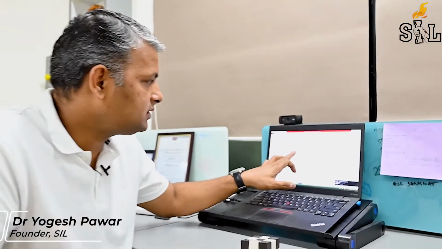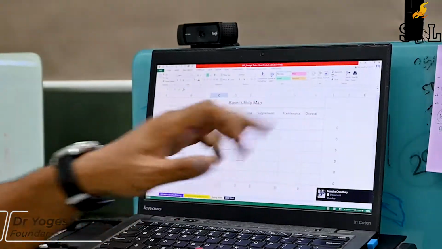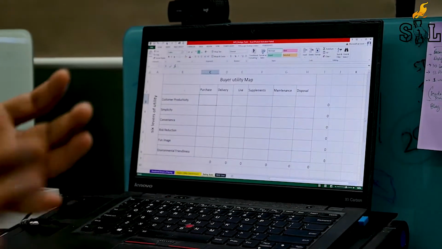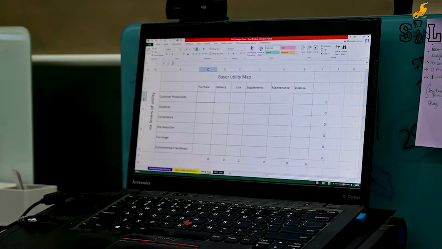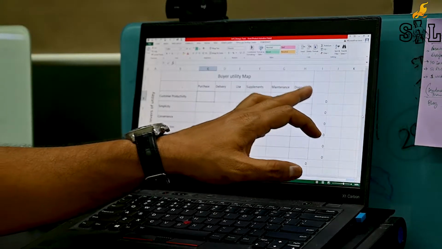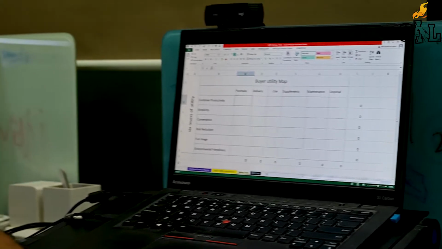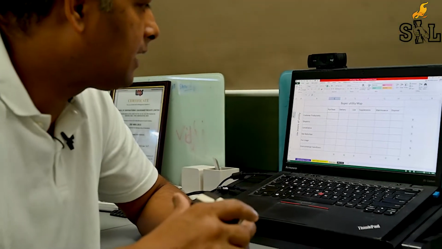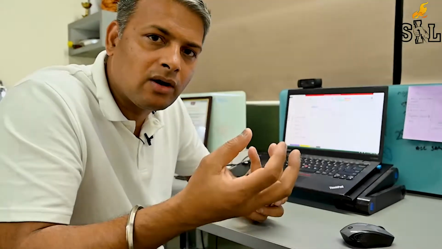When a buyer actually buys any product or service from you, ideally he is talking about 6 things: purchase, delivery, use, supplement, maintenance, and disposal. Okay, that's what his experience is made up of. Purchase, delivery, use, supplement, maintenance, and disposal. Now, based on the business, it is highly possible that the use is not in my control, but you are influencing the use. Don't forget this. Supplements are not in my control, but you are influencing that supplement.